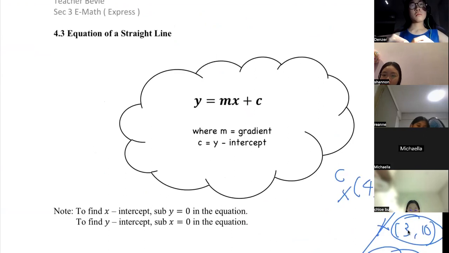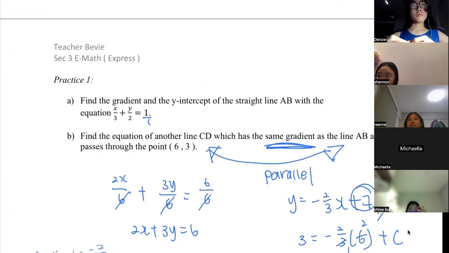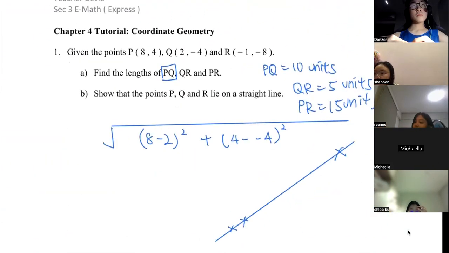Yeah, okay, the last one is y equals mx plus c, like I mentioned. C is your y-intercept, like what Denzel mentioned. M is your gradient. To find your x-intercept, sub y equals 0. To find the y-intercept, sub x equals 0. Same as your quadratic graph that you learned in Sec 2. Nothing difficult. All right, now we are going to go through question 1 to 5 in our tutorial.